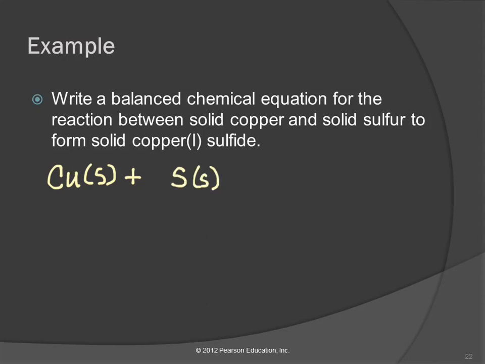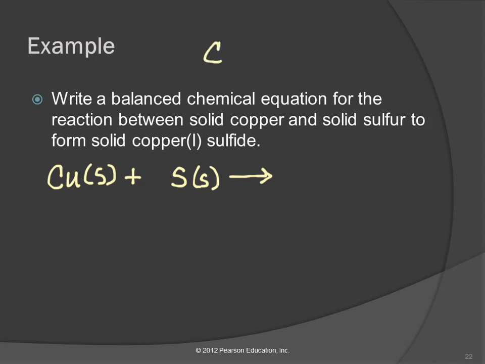Is sulfur one of the diatomic elements? Horses need oats for clear brown eyes. No, it isn't. So just S. Not S2, just S. Those are the reactants. To form, that's the arrow. And then copper 1 sulfide.